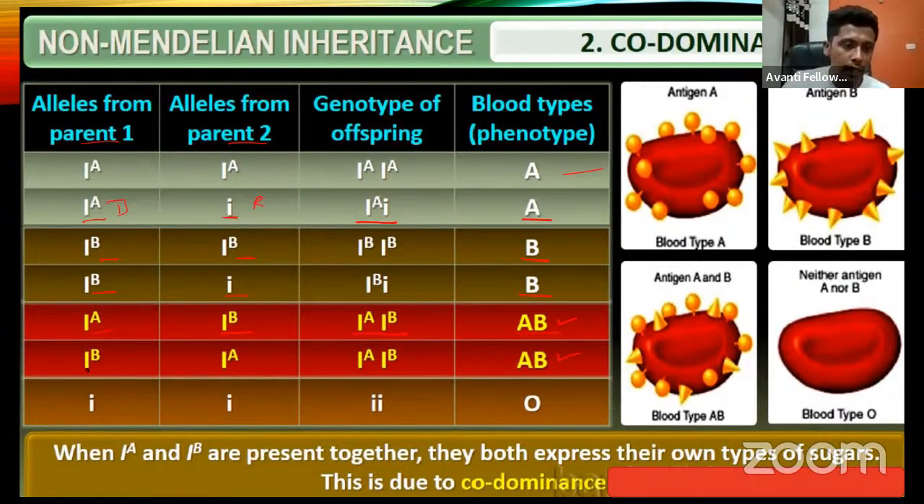Similarly, one parent has to have IB and the other parent should have IA, and both alleles have to come together, then we have AB blood group. For O blood group, both individuals should have the recessive small i, and when they come together, we have O blood group. So this is about the possibilities of different alleles coming together to express in a particular phenotype.